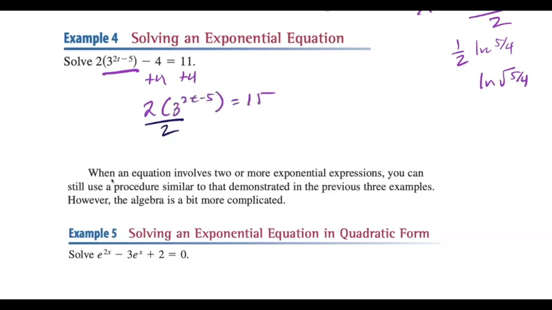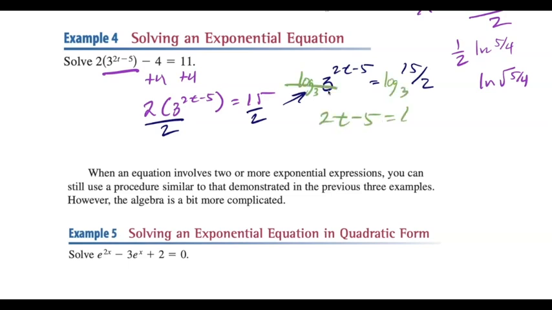Let's divide by that 2. And we already have fractions. 15 over 2. We're pro. We can take the natural log of both sides if we want. But let's take the log base 3 of both sides, so we get rid of that 3, since we know what that does now. Log base 3, these cancel. You get 2t minus 5 equals log base 3 of 15 over 2.